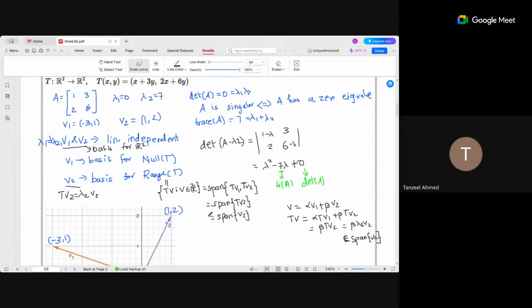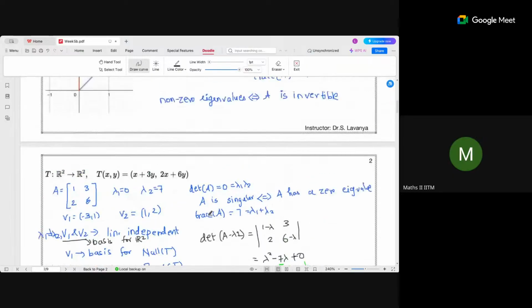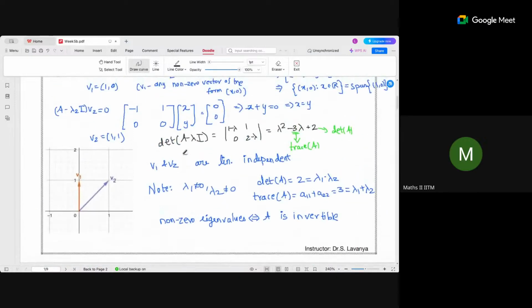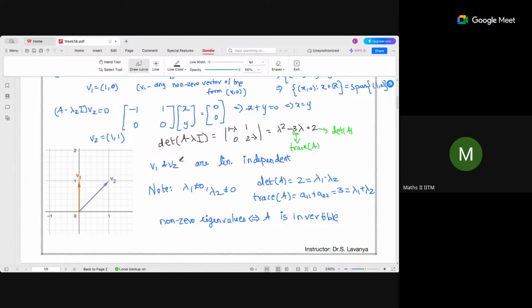So this happens because A is singular, correct? Yes, otherwise V1 would not go away. See, what you need to observe is that the eigenvectors corresponding to the non-zero eigenvalues here in this case are spanning the range, and in the other case the eigenvector corresponding to the non-zero eigenvalue is again spanning the range.